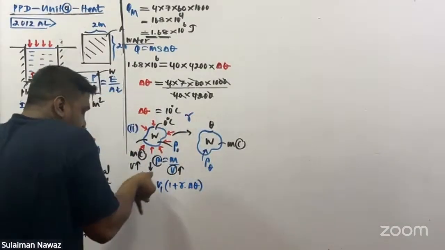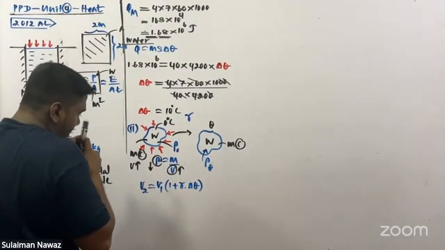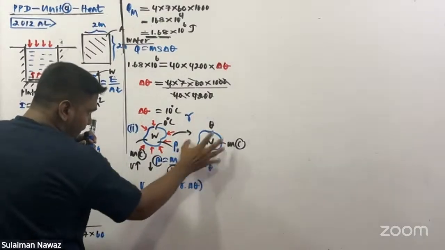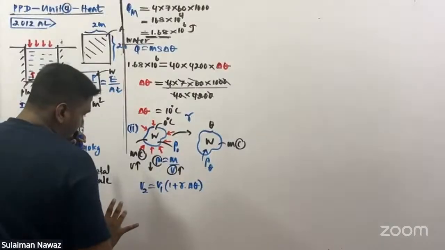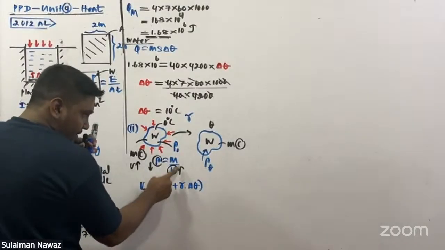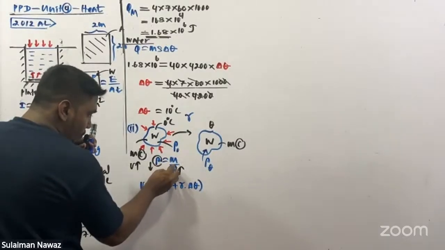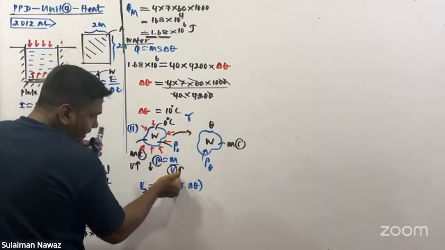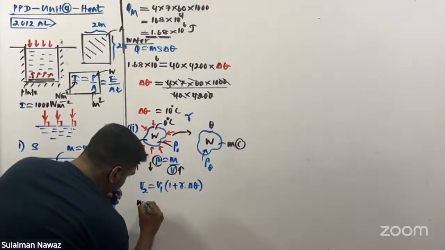They are asking us to derive an equation for the density relationship. We know that V2 means final volume, and V1 is the initial volume. Now, if we make volume the subject, we all know that volume means mass over density. Simple, M over density.